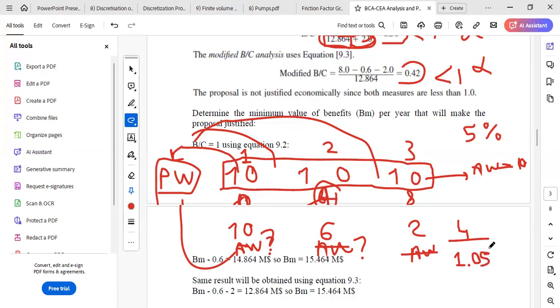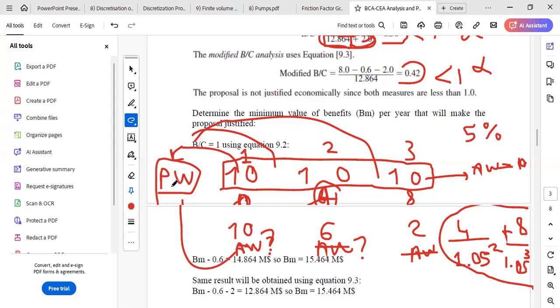Okay, so this will be the equivalent present worth of this reduction. Now for year 3, the reduction is 8. So I should add plus 8 over 1.05 to the power 3. Now if I sum all of these reductions, I can get the total present worth of reductions.